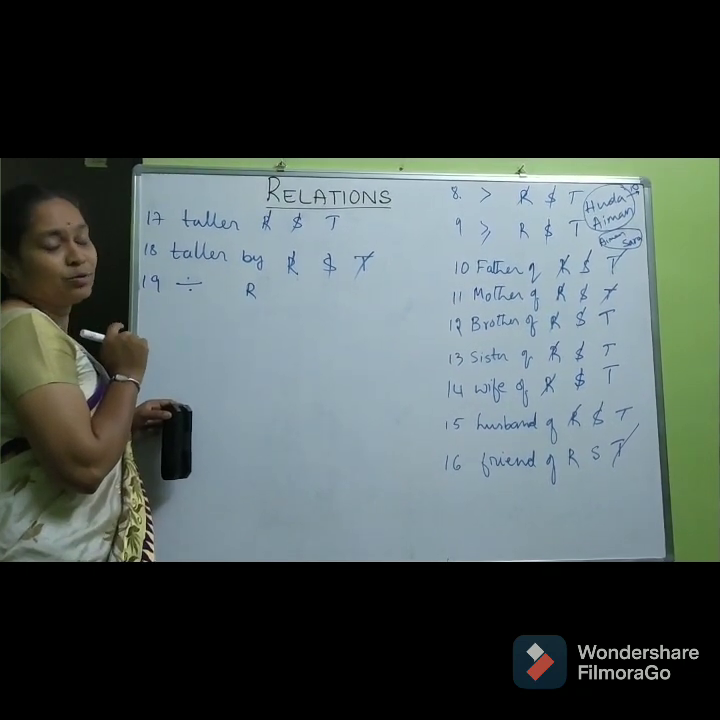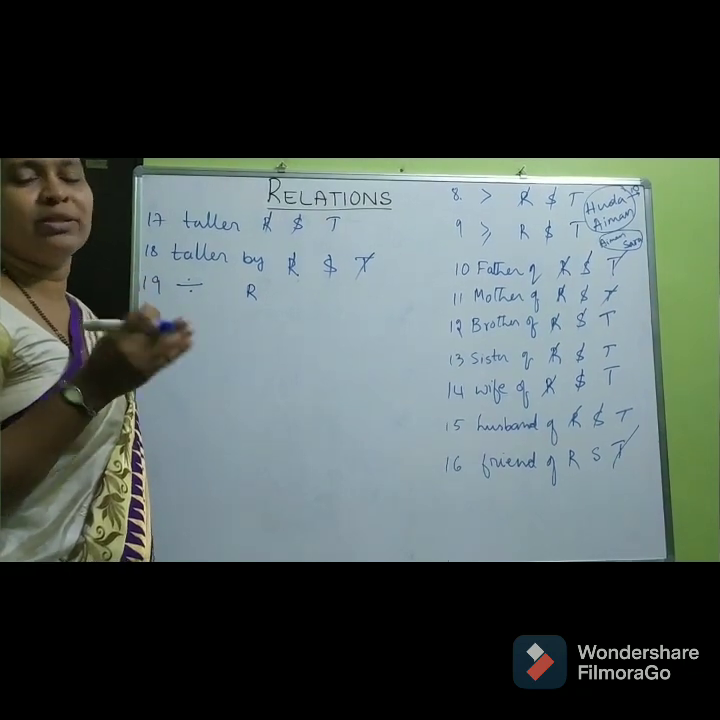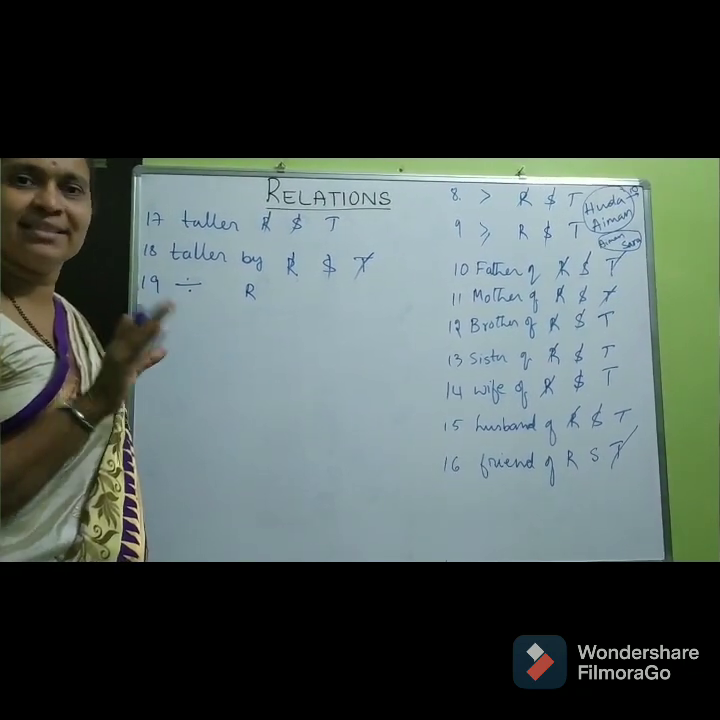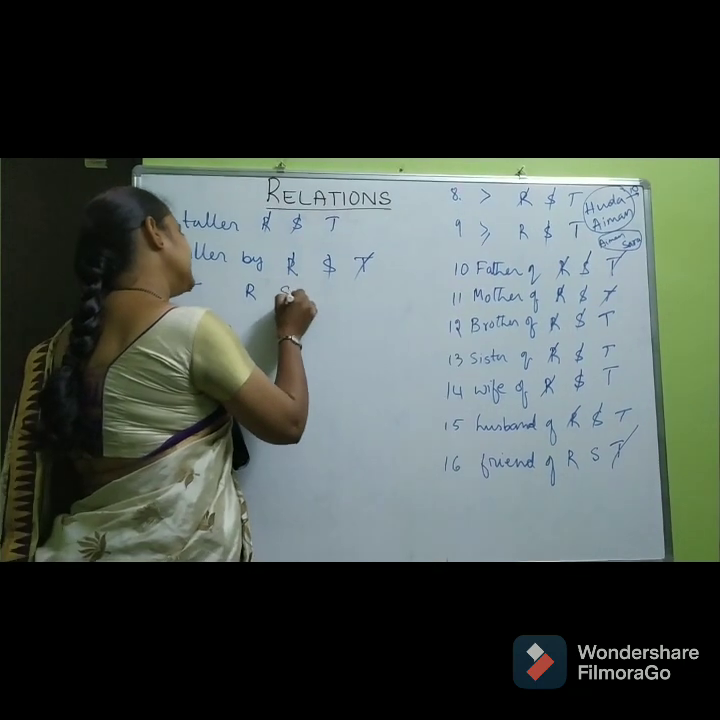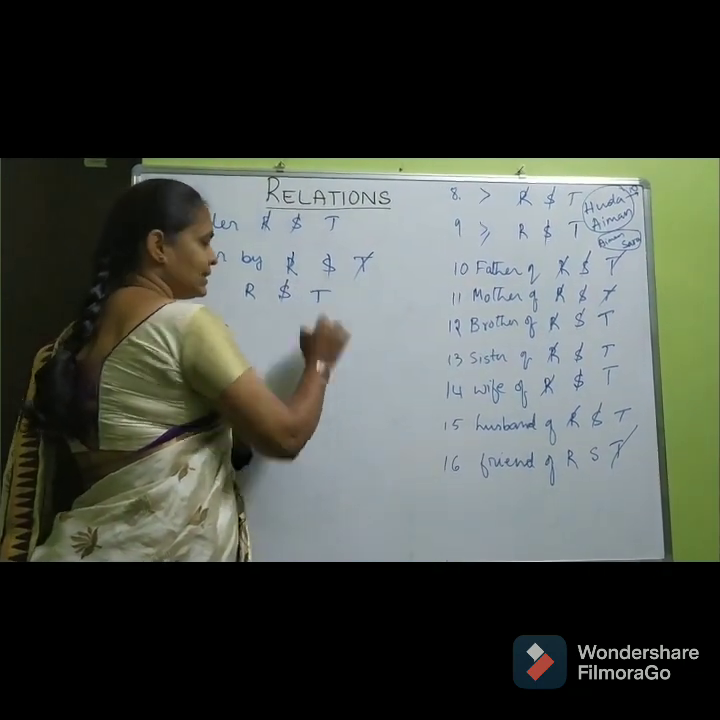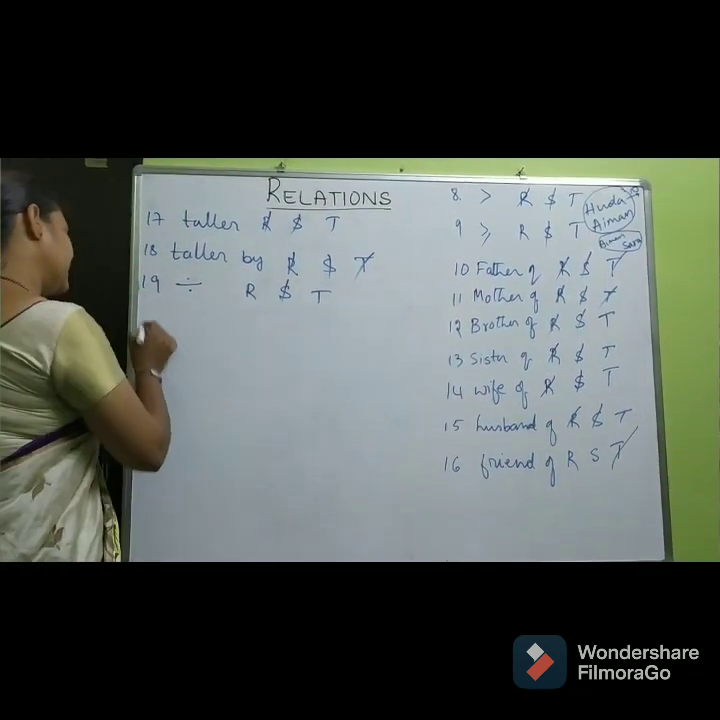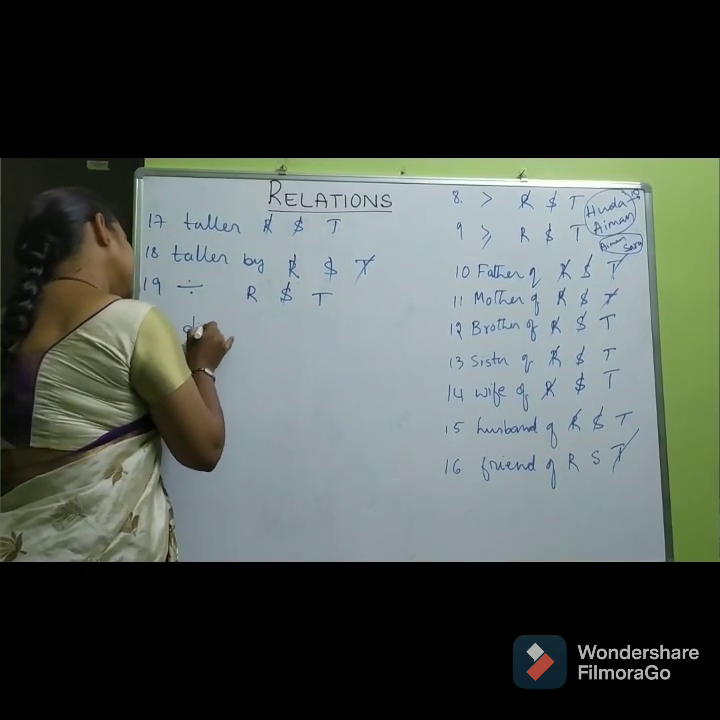Don't ask me whether you can keep decimals, no. They will give natural numbers. They will give the set as natural numbers. So it is not symmetric. It is transitive.